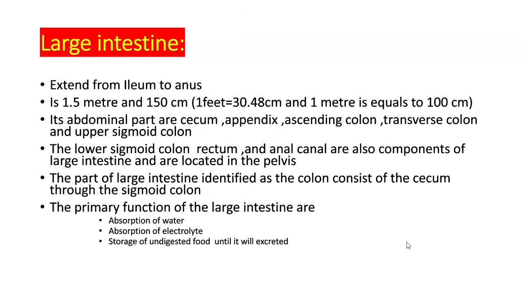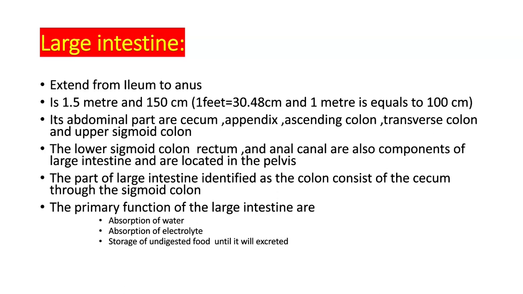Anatomy of the large intestines. It extends from the ileum to the anus. It is actually 1.5 meters long, or 150 centimeters. Its abdominal parts are the cecum, appendix, ascending colon, transverse colon, and upper sigmoid colon. The rest of its parts are covered in the pelvic cavity. The lower sigmoid colon, rectum, and anal canal are its further components.